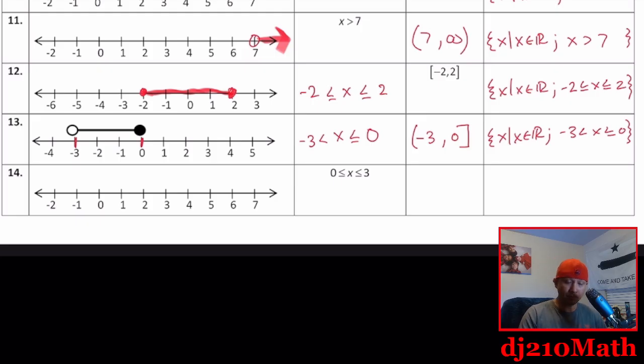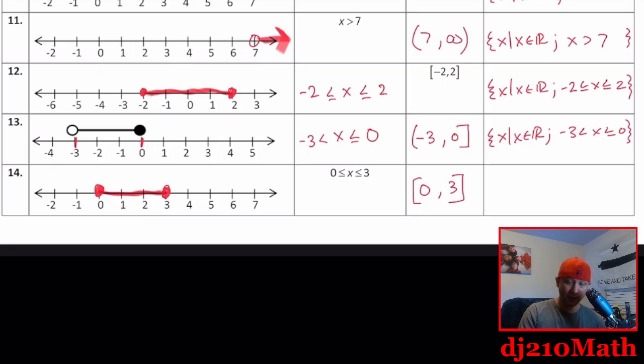14. It's kind of like what we just had, right? Except it's kind of switched. X is between 0 and 3. So closed circle at 0, closed circle at 3, and everything in between. On this interval, we have 0 on the left, 3 on the right. 0 will get a bracket because we include it, closed circle, as will 3. 3 will get it also.